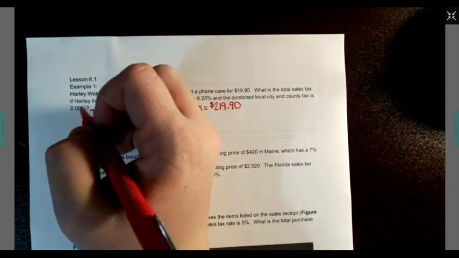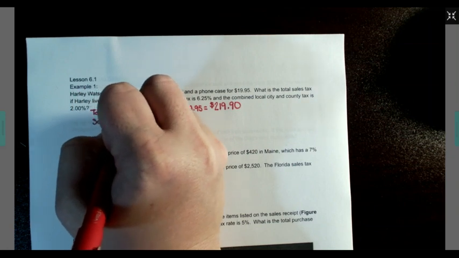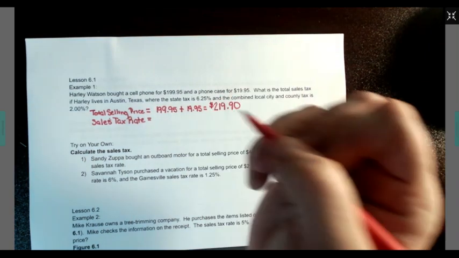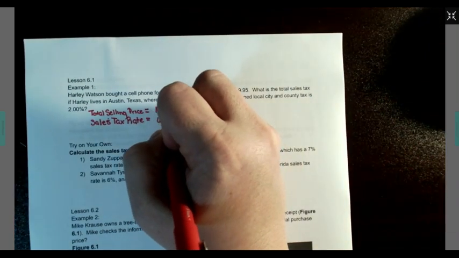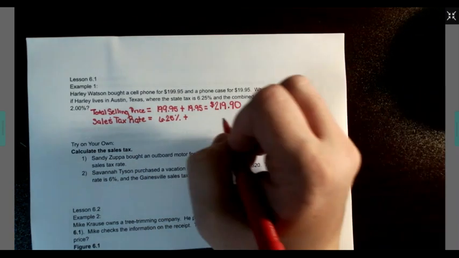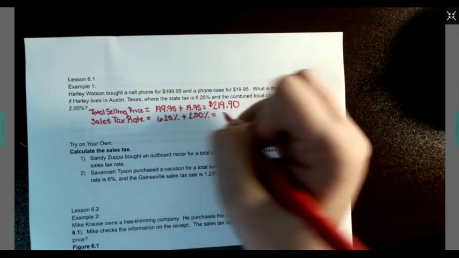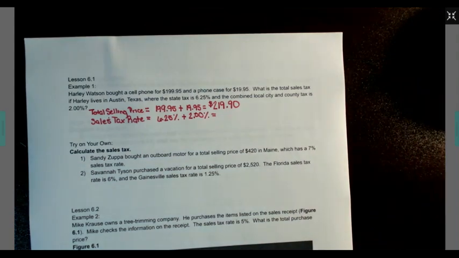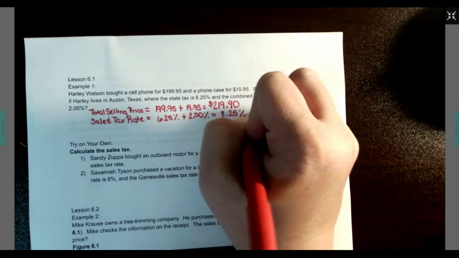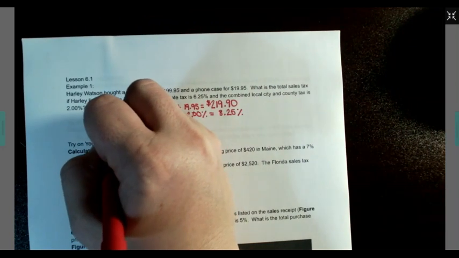Next, I need to find my sales tax rate. Well, we have a state tax rate of 6.25%. We have local, city, and county tax, which is 2%. I'm actually going to add those together to get a grand sales tax rate of 8.25%.